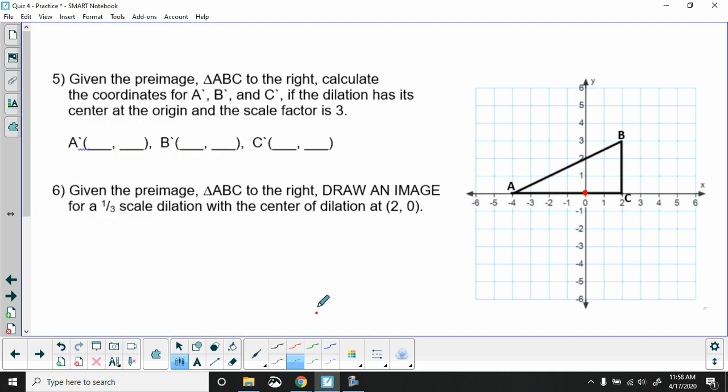So -4, 0. And I'm putting it up here because that's A. This is B. So your B's at 2, 3. And then C is at 2, 0.